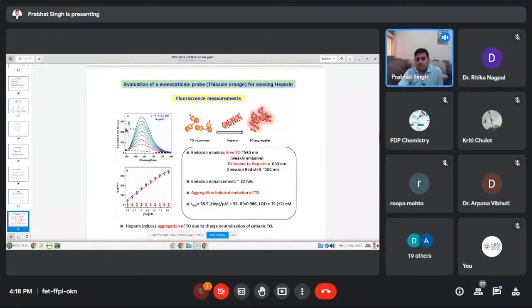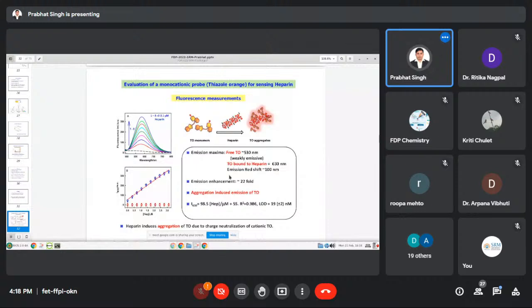So I'm not explaining in detail here, but just to tell you the basic preamble: the free thiazole orange has a band at 530 nanometers, whereas when it binds to heparin, you have a band at 630 nanometers. So see, there is a red shift of 100 nanometers.